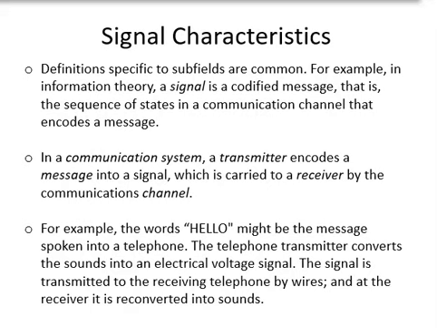Signal can be defined as the sequence of states in a communication channel or codified message. In a communication system, a transmitter will be used to encode any message into signals carried by communication channels. For example, if we use the telephone to speak and say hello, the word will be converted into signal by the telephone transmitter, transmitted by wires to the receiving telephone, then reconverted into sound by the receiver.